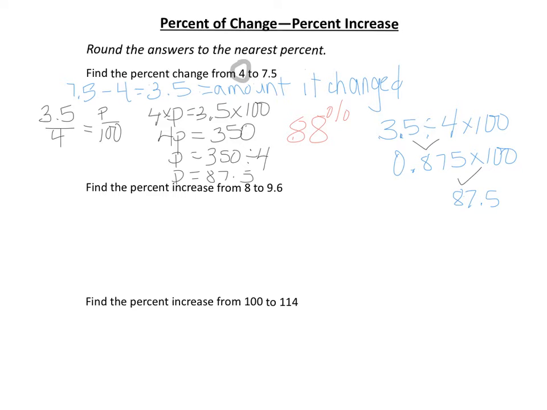Let's take a look at the second one. Find the percent increase from 8 to 9.6. So again, the very first thing we have to do is subtract 9.6 minus 8, and that's going to give us 1.6. If we were to do the proportion, we'd take the 1.6, put it over the original amount of 8, and it's going to equal our percent over 100. Cross multiply.